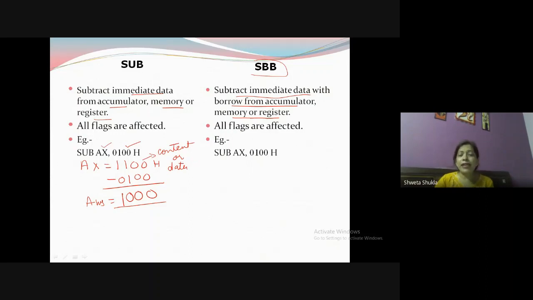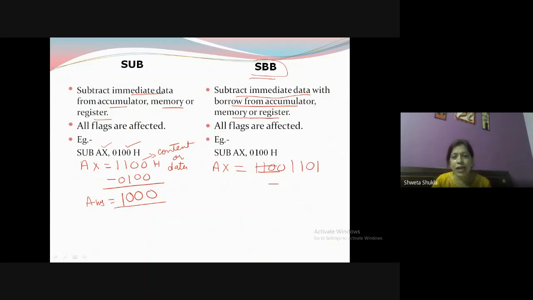Now let's come to SBB, that is subtract with borrow. Now let us suppose we are taking the same thing here. You have to subtract the immediate data with the borrow from the accumulator. That means let us suppose you have taken AX as 1100. Now what is going to happen? Just a minute, I'm taking the value as 1101.